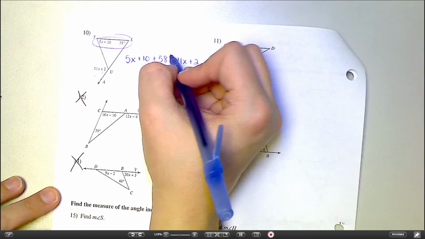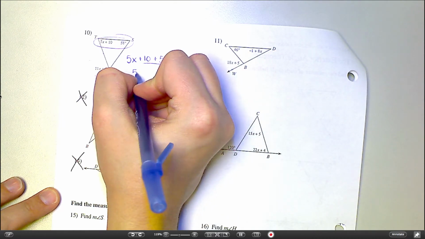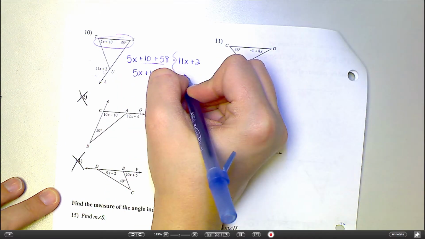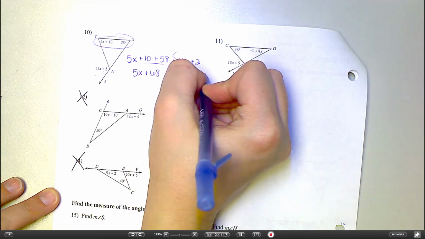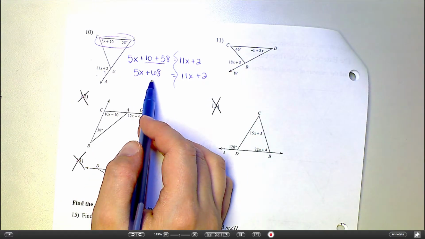Well, now I have to solve it. So over on this side, I can combine the 10 and the 58, so I end up with 5x plus 68 equals 11x plus 2. What do you want to do from here to solve this? Laquan, what do you think? What would I do first? Well, I need to get rid of that 68.